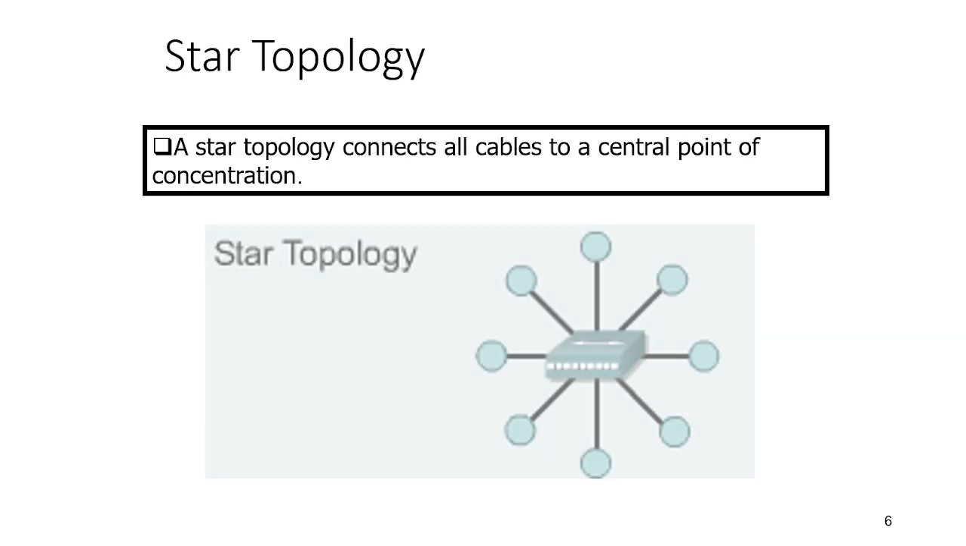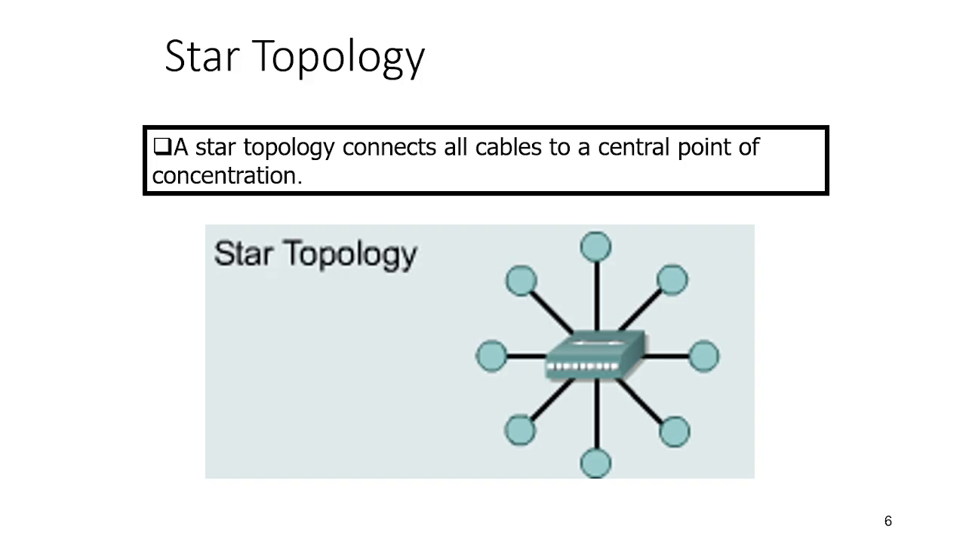Next is star topology. In a star topology, all computers and devices are connected to a central device such as a hub or a switch. This central device acts as the communication controller of the network. When one computer wants to send data to another computer, that data first goes to the hub or switch, which then forwards it to the destination device.